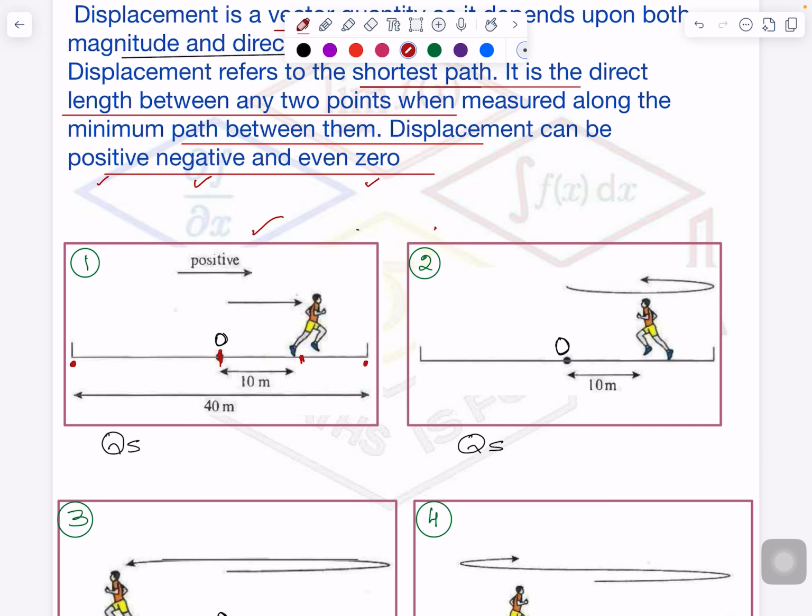Now let's see diagram 2. What is the distance in this case? Yes, you are right. He has gone from here to here and then comes back halfway. So 10 plus 10, 20, and then coming back, 30. So distance is 30 meters. And what is the displacement if I ask you? Yes, displacement is always measured from here. So this is the shortest distance from the starting point to this point, so it is again 10 meters. Displacement is 10 meters and distance is 30 meters.